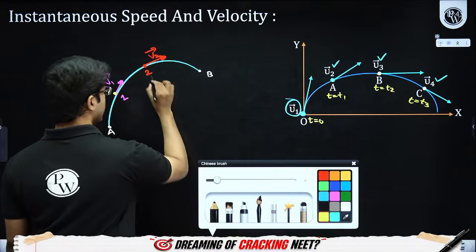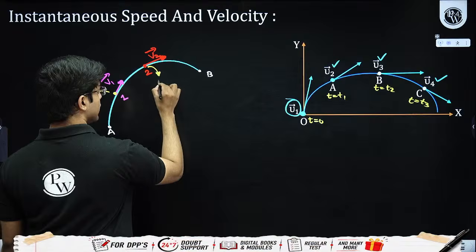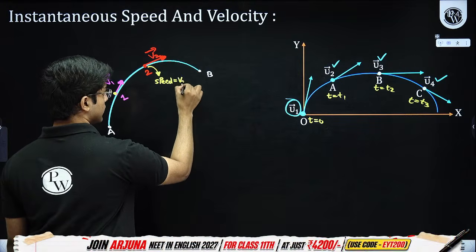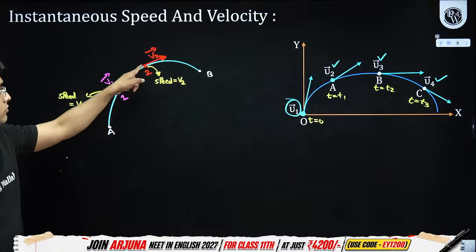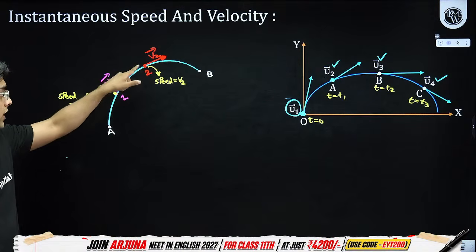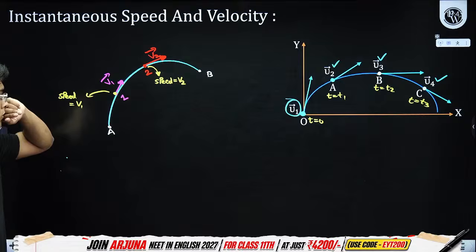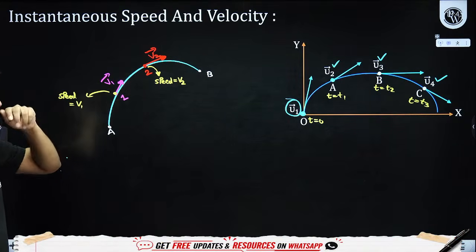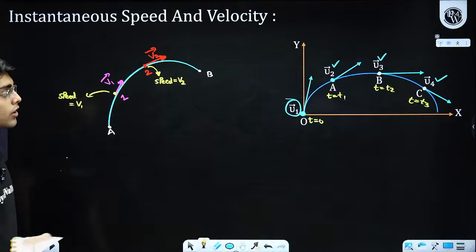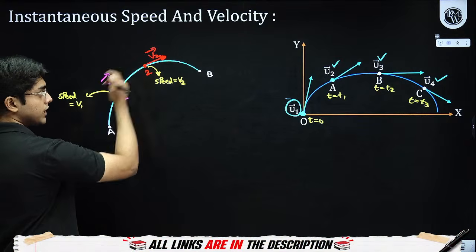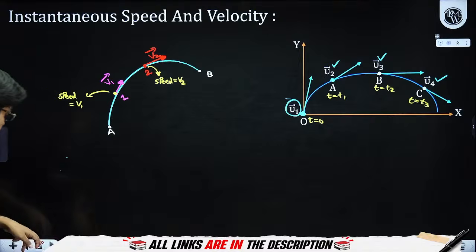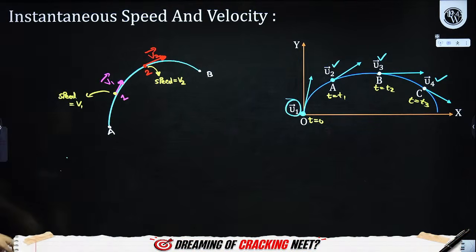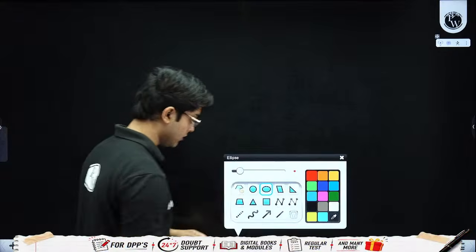So the speed at this point is v2. So here the instantaneous velocity is the v2 vector and the speed is v2. So that is basically it for instantaneous speed and velocity. Now, to find this we will need some differentiation. So we'll discuss the logic for that, but we won't discuss differentiation in detail here.